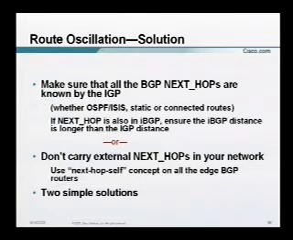Or don't carry external next hops in your network. Use the next hop self concept. In other words, you change the next hop for externally learned prefixes to the router itself. Right? So you don't have to carry your neighbor's IP address in your backbone, because he may be sending you the point-to-point link by BGP as well, or an aggregate of the point-to-point link. And that can cause weird stuff to happen.